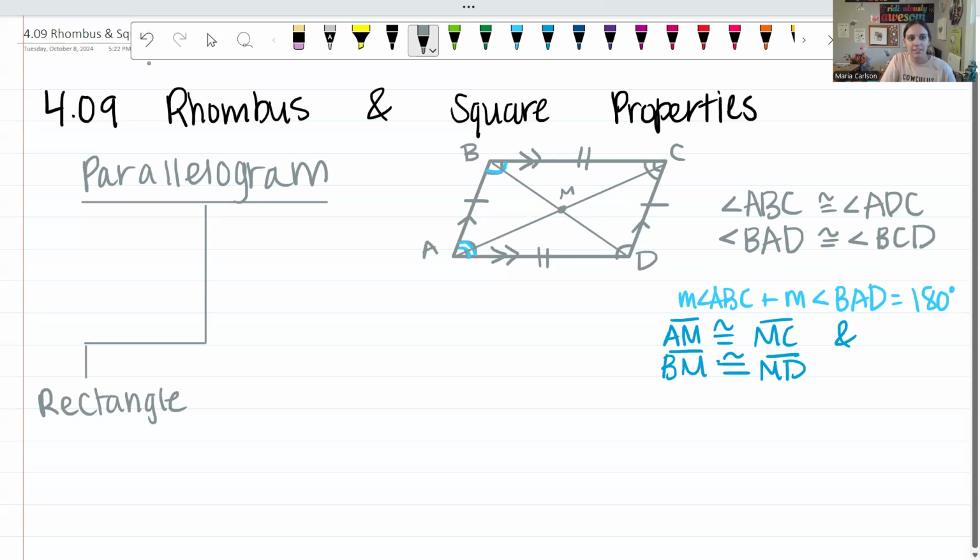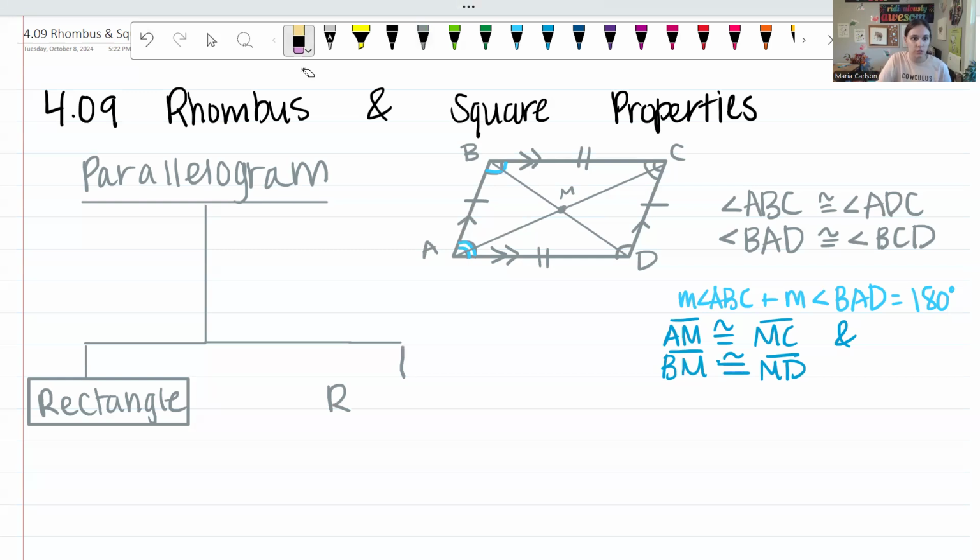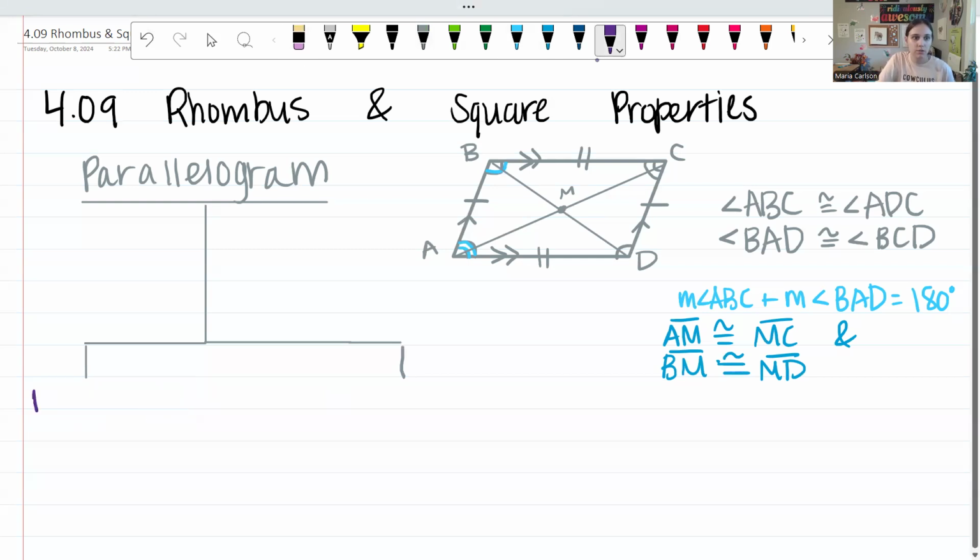It could be a rectangle, or a parallelogram could also be a rhombus. Actually, let me color code this a little bit. So it could be a rectangle or a rhombus. So let's talk about the differences between those two shapes.